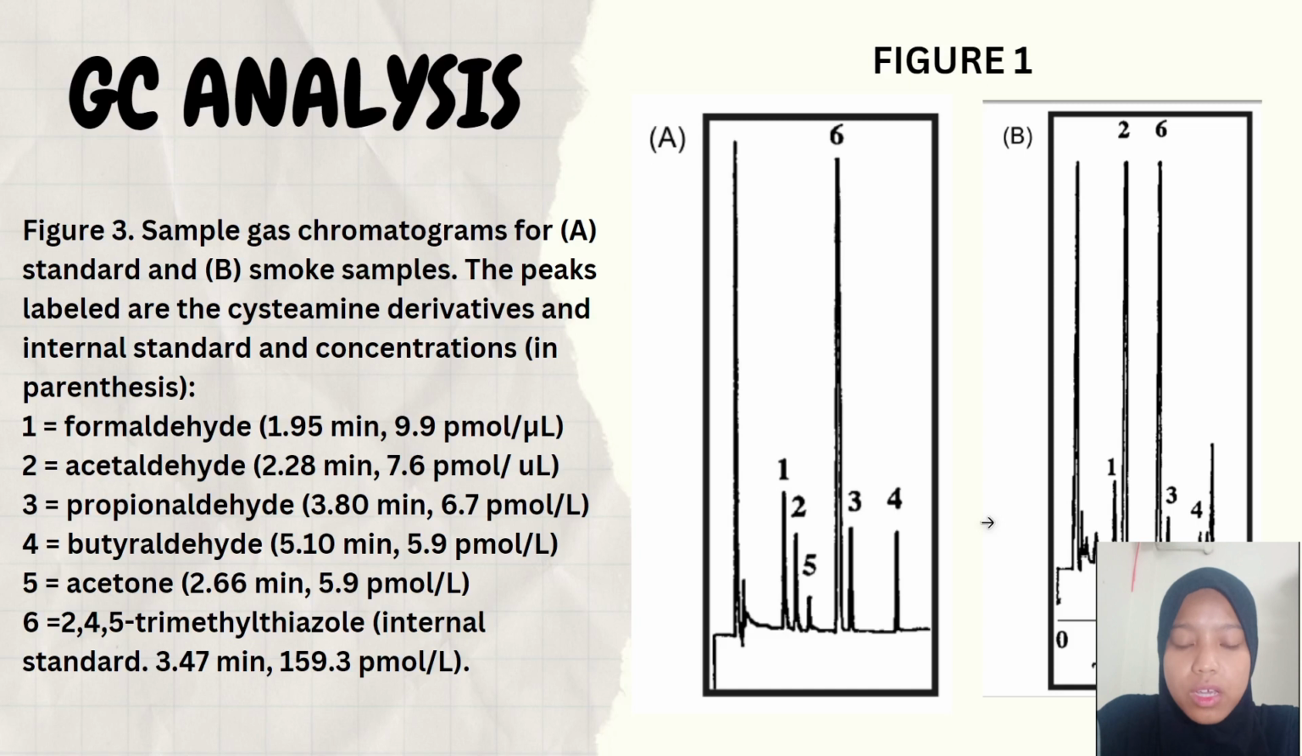So today I would like to present the result from our second project that covers the determination of formaldehyde in cigarette by using GC analysis and HPLC analysis. This is the result for GC analysis. As we can see, there are 6 components that were easily separated by using this method. In figure 1a, this is the result for the GC standard, while figure 1b is the result for the smoke sample.